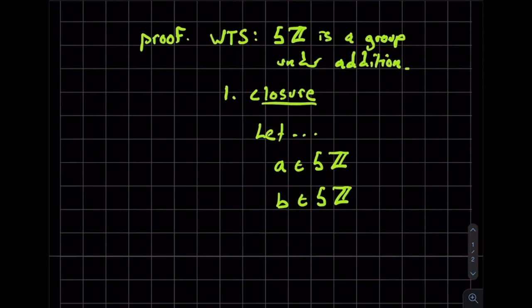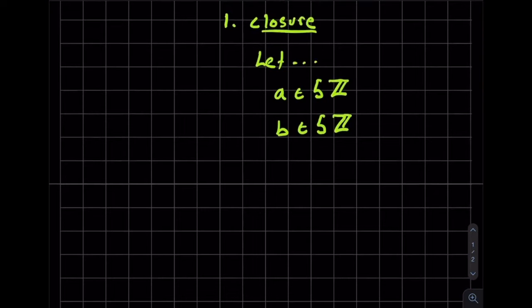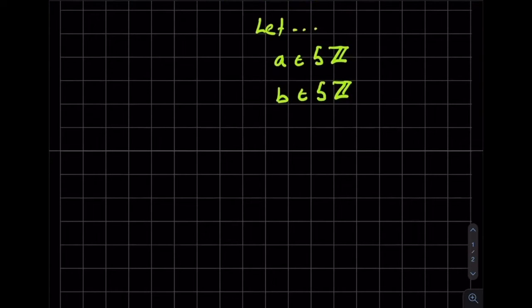Okay, so I think what you said is along the right lines, so here's what we'll do. We have A and B, two elements. We know that we want to be able to add them and get something back that's also in 5Z, and our goal is to show that that's the case. So we'll take this A and B in 5Z and add them up. So we'll say A plus B.